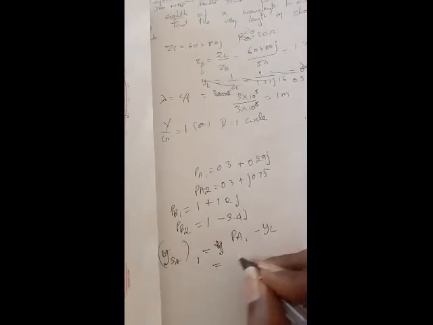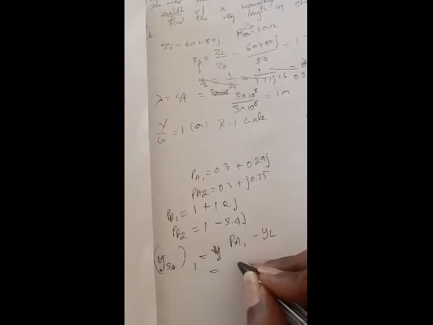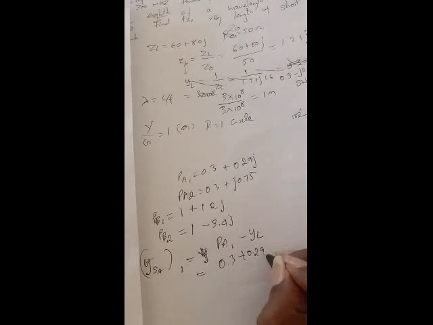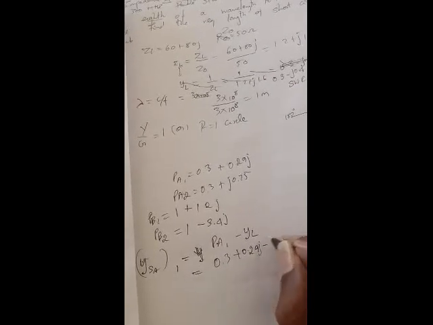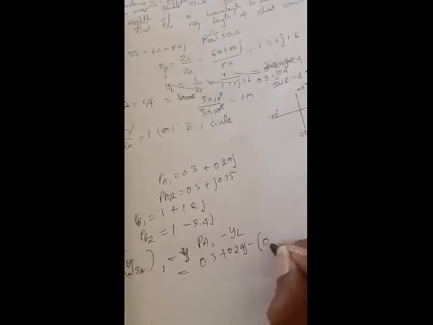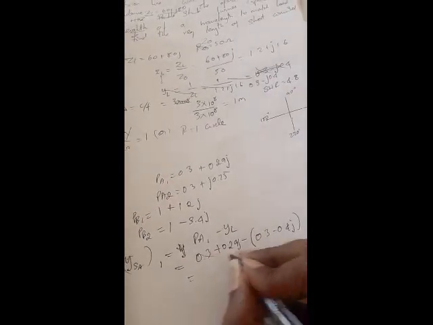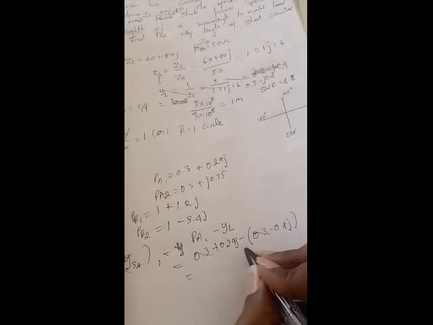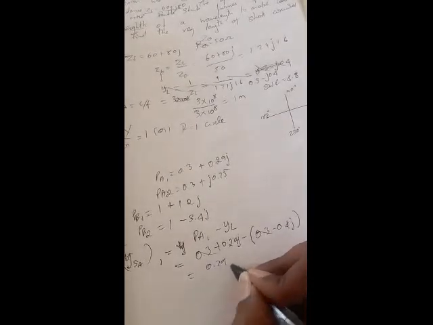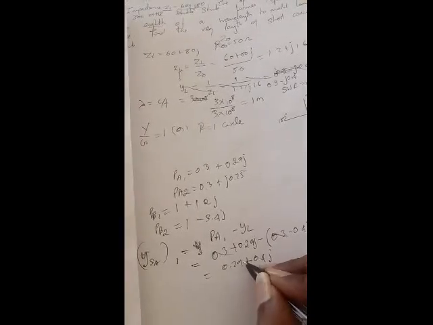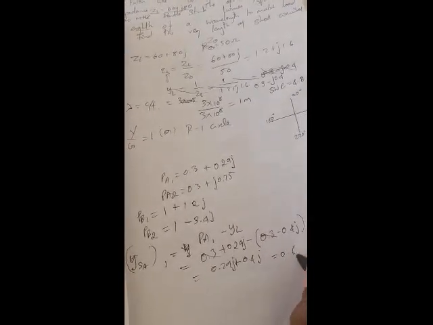So that is equal to, what is PA1 here? PA1 is 0.3. So 0.3 plus 0.29J, minus of 0.3 minus 0.4J. Automatically 0.3 and 0.3 cancel. So 0.29 minus of minus is plus, so 0.29 plus 0.4, both are J, just write J here. Automatically 0.69J.